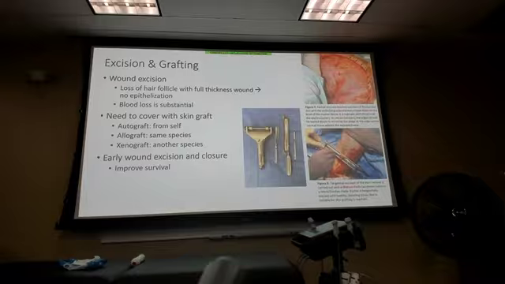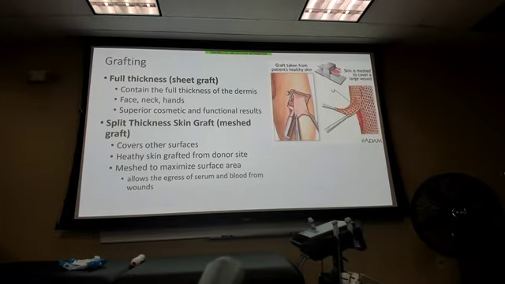If we can get them into the OR and do excision and skin grafting, it really improves survival. The earlier we can get in and take that dead skin off, the better they do. Okay, so when we're talking about grafting, there's 2 different real types.